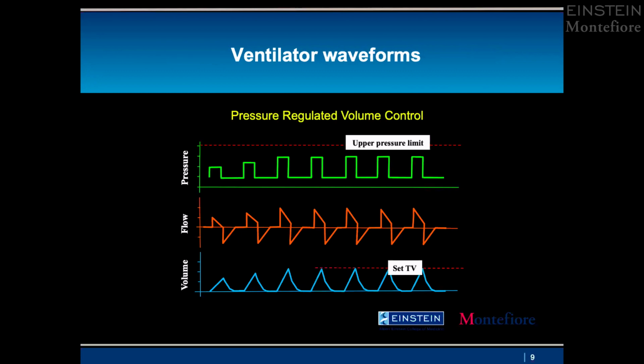These waveforms represent PRVC. They are similar appearing to those in pressure preset modes. Here, a tidal volume is set in addition to an upper pressure limit. During inspiration, the pressure keeps rising as long as it's below the upper pressure limit until the target tidal volume is achieved.